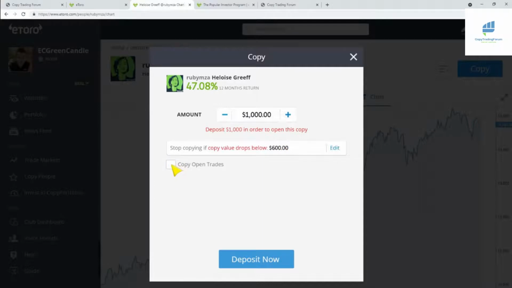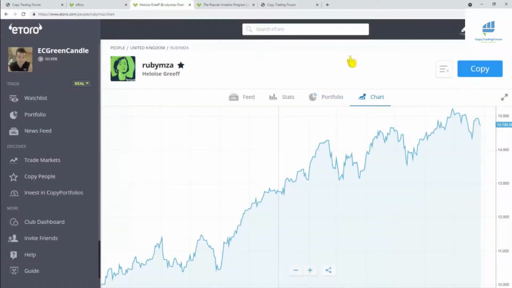And then this copy open trades option just means if you want to copy all of our previous trades, everything in our portfolio, you click that button. But if you don't, you can just copy the new trades that she does in the future. And I'll go over that a little bit more further on in the video.